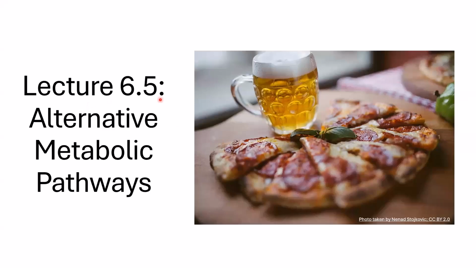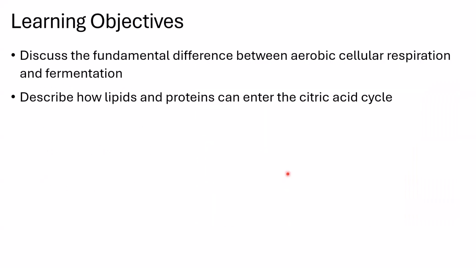Welcome to Lecture 6.5, in which we will briefly go over fermentation, which gives us stuff like sourdough and beer, and alternative metabolic pathways, which is how lipids and proteins can be metabolized. Our learning objectives for this video are to discuss the fundamental difference between aerobic cellular respiration and fermentation, which is anaerobic, and to describe how lipids and proteins can enter the citric acid cycle.